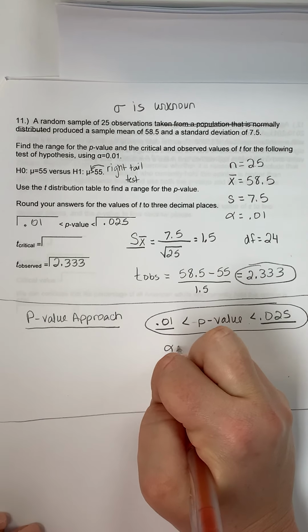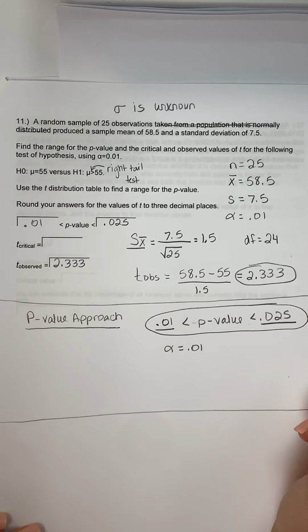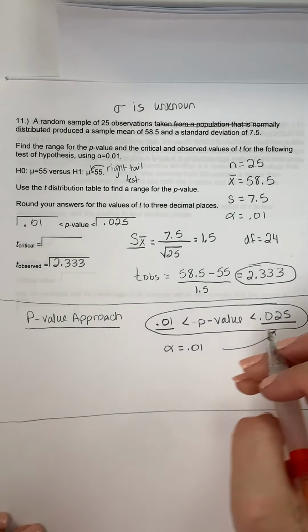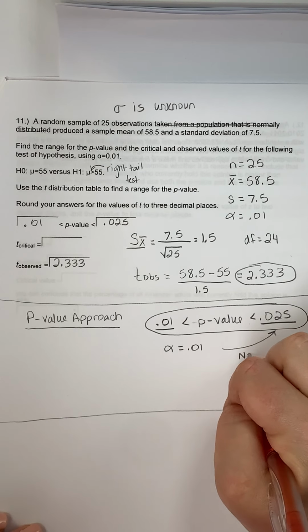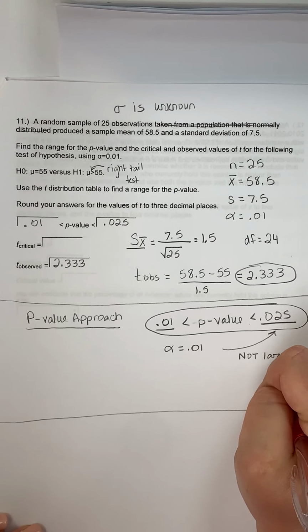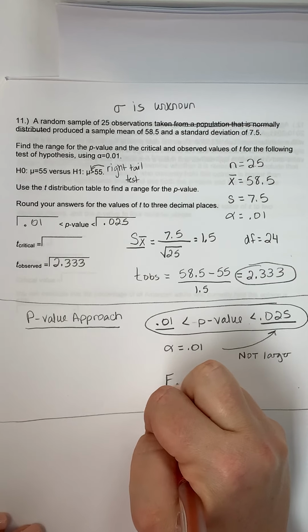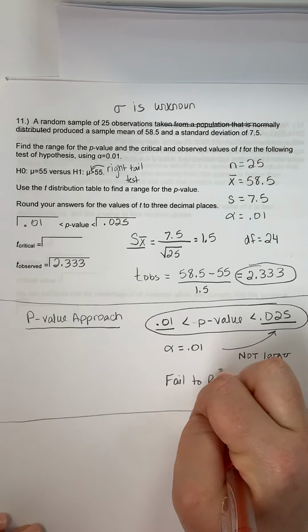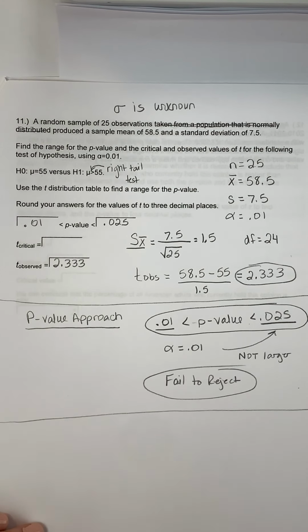Okay, so again, just for fun, let's see what would happen here. My alpha is 0.01. Is that larger than my largest p-value? No, not larger. So I'm going to fail to reject the null. I'm not going to reject. All right, let's see if critical value matches that.